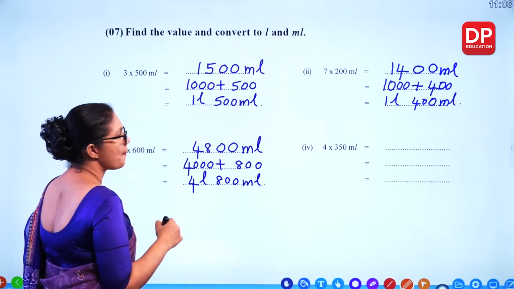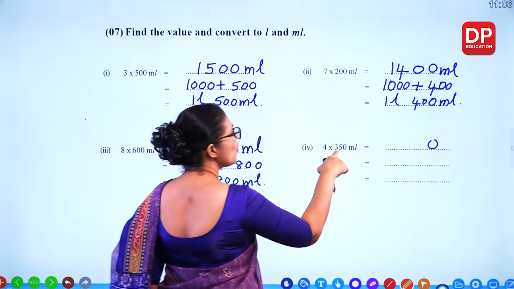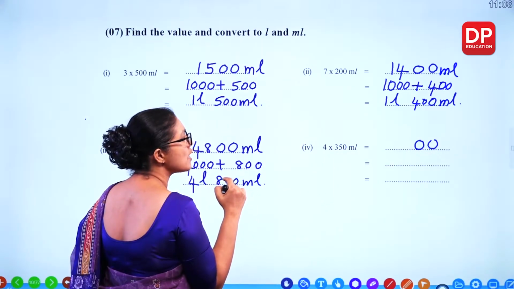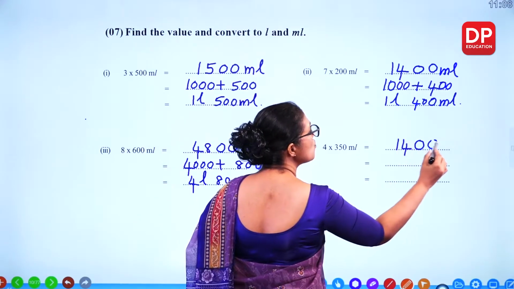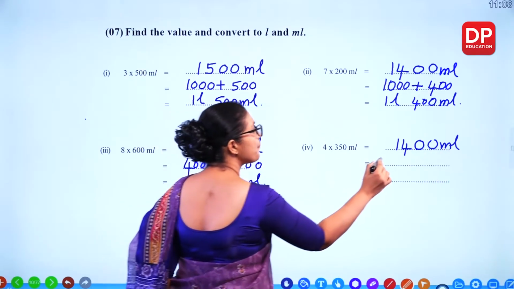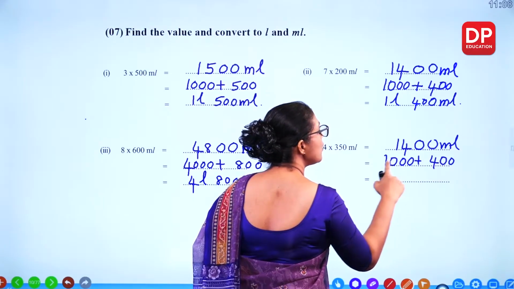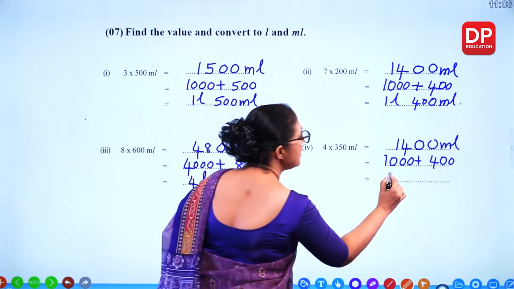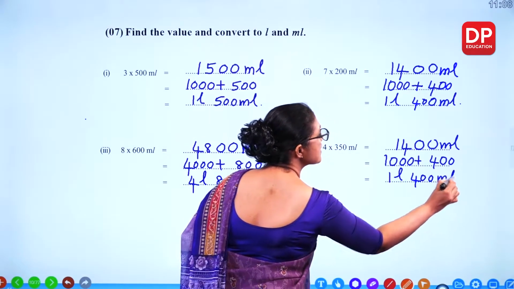What about this one? 4 times 0, 0. 4 times 5, 20. 2 remaining. 4 times 3, 12. 12 plus 2, 14. 1400 milliliters are there. Now split. Can write 1000 plus 400 and I know that 1000 divided by 1000 is 1. So you get 1 liter and 400 milliliters.